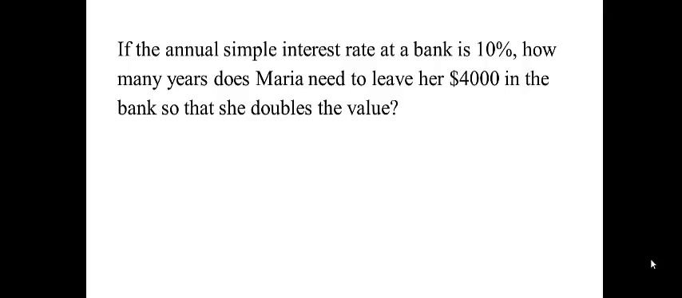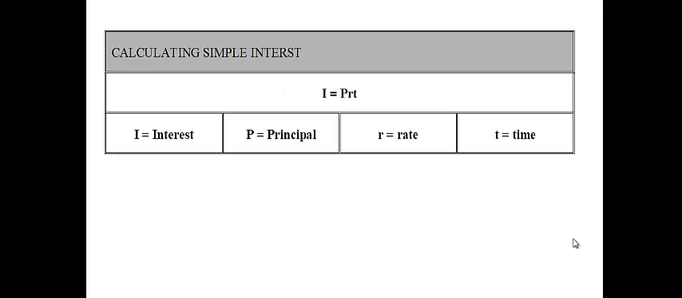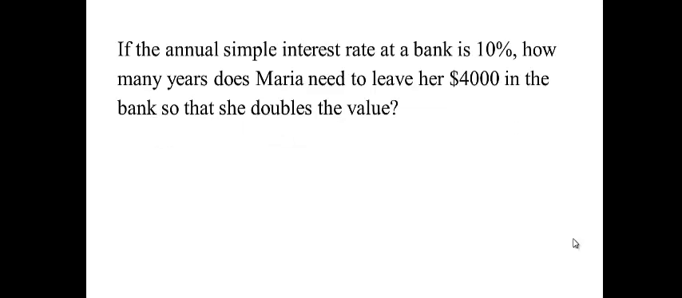Since we're talking about a simple interest rate at a bank, we need to use our simple interest formula, which is I equals PRT, I being interest, P being the principal, or what we start with, R is the rate, and T is time. So we've been given the initial amount, $4,000, we have our principal.